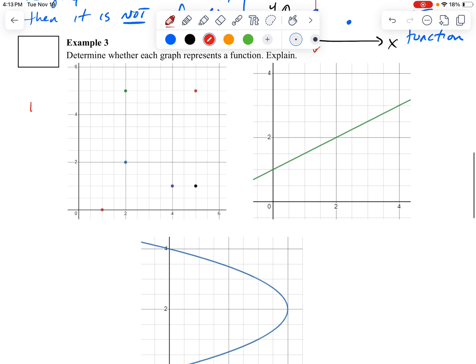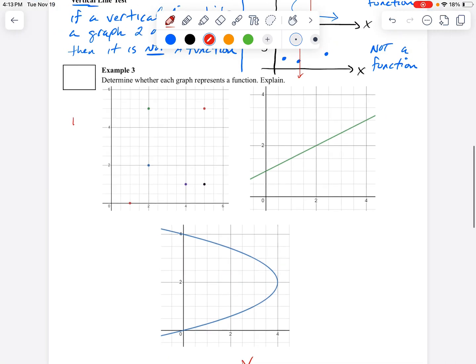So here's a couple that you may want to try yourself real quickly. On the left here, looks like I've got 2 different sets of points that have the same x value. So again, notice I've got x value of 2 and a y value of 2, x value of 2 and a y value of 5. So if we wrote that as coordinates, we'd have (2, 2) and (2, 5). Same x going to 2 different y values. And this one is actually double not a function because I've got another pair right here that have the same x value.